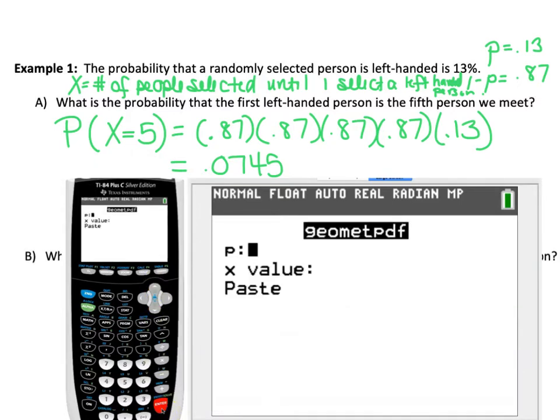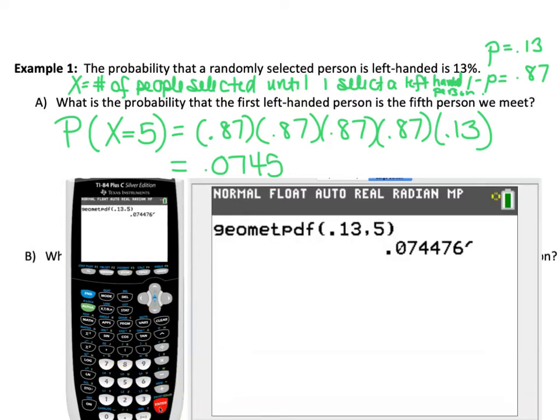When you do that, it's going to ask for your p-value, which is the probability of a success, which we know is 0.13. And then our x value is our random variable equal to x. And then just select paste, and it calculates that probability.